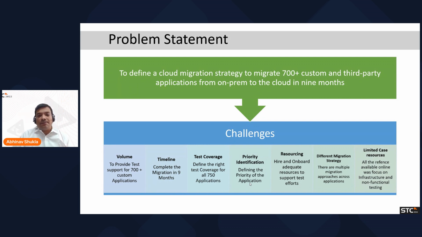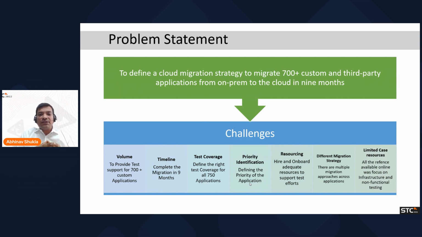Next is priority identification. As we have a huge gamut of applications, we are not sure what the business priority or business criticality is for the applications, because we have different categories: one from HR, another from sales, another from supply chain and demand chain. Each application category has its own business priority and criticality, but we need to define business criticality across the complete organization. That was one more challenge we faced.